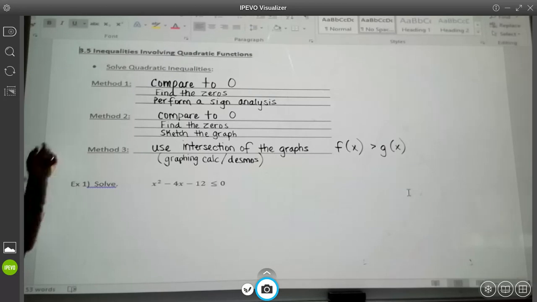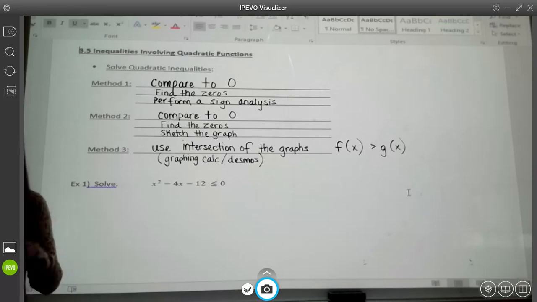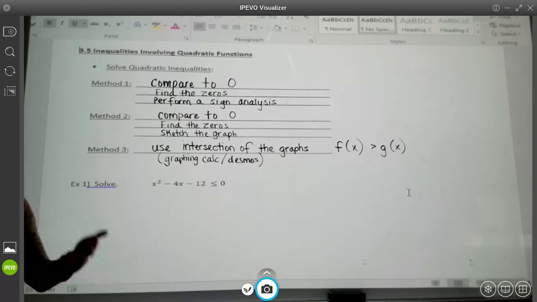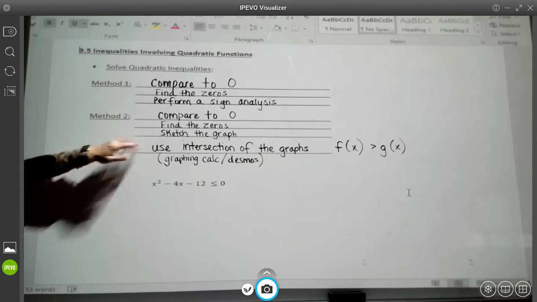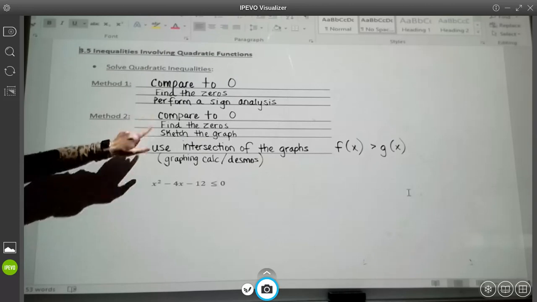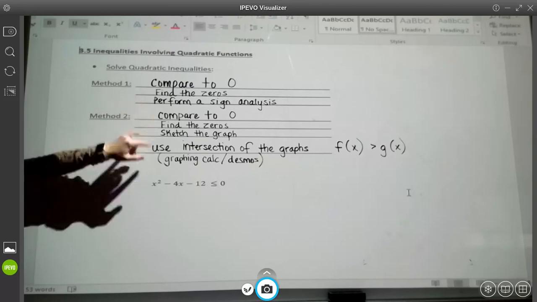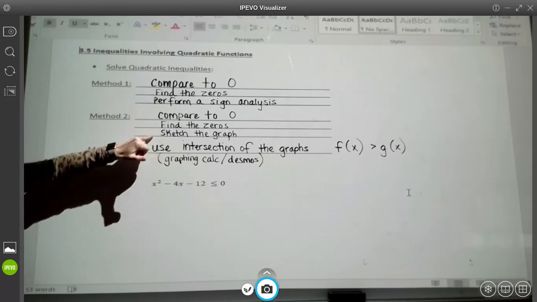The second method, I think, is going to be the method that a lot of people are going to prefer today because it is such an easy method with the quadratics. Method two uses the graph. You're going to compare it to zero. You're going to find the zeros, just like the first method, but instead of using a sign analysis, now you're just going to sketch a graph.